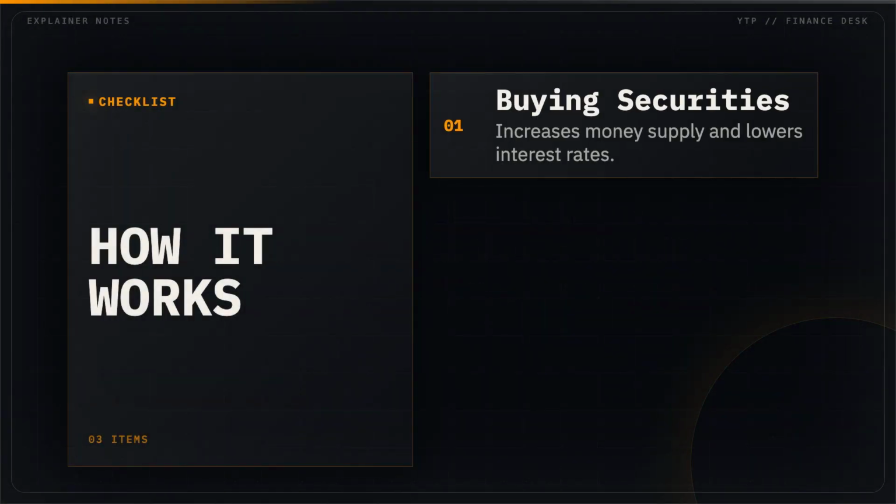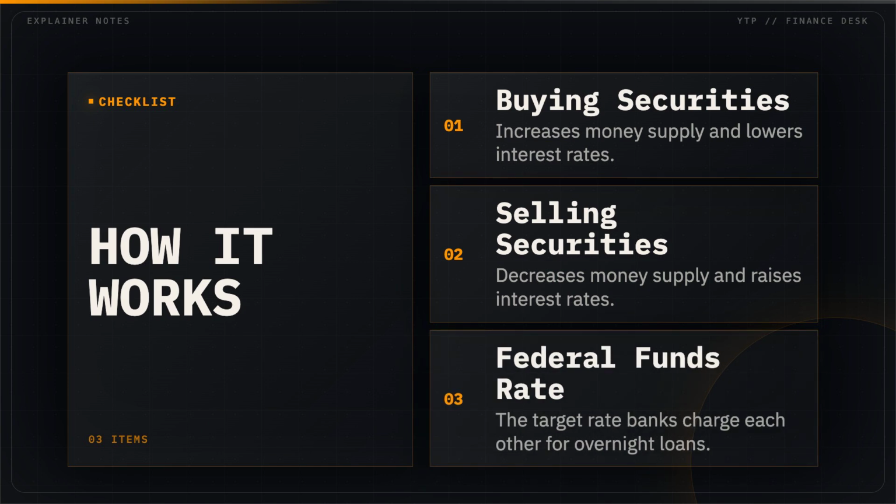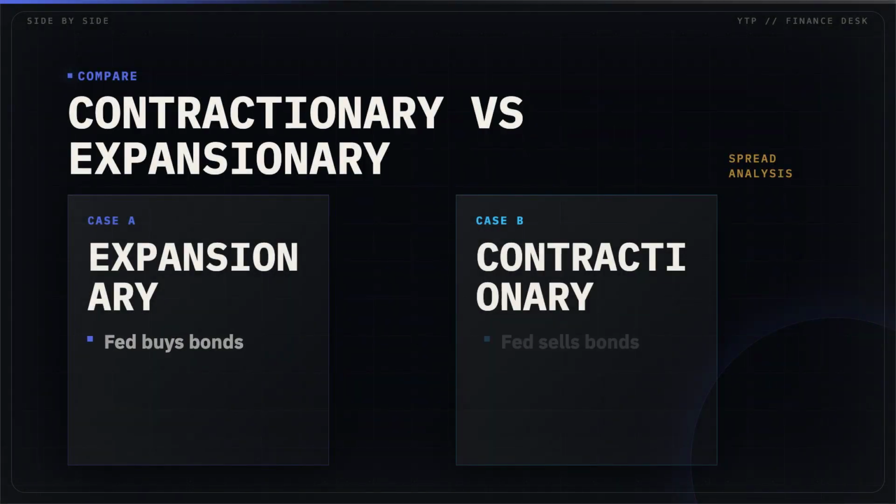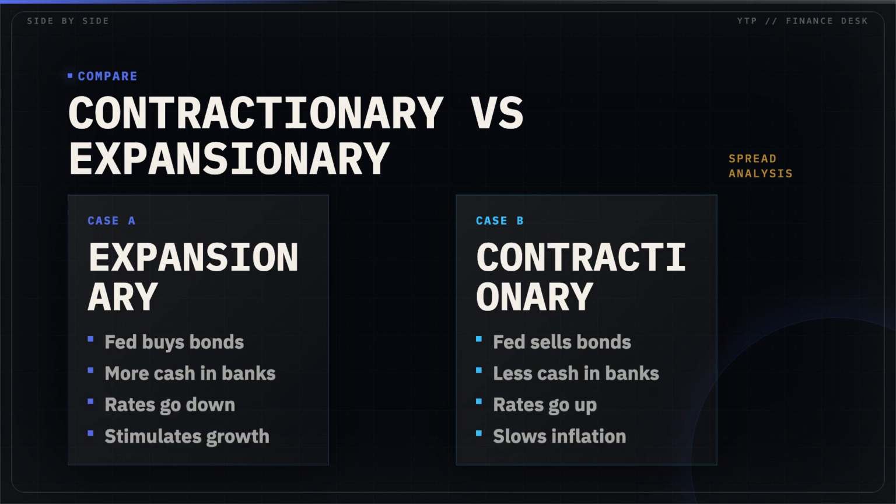By buying government bonds, the Fed adds cash to the system. By selling them, they pull cash out, nudging interest rates up or down. The Fed chooses between these two approaches depending on whether they want to stimulate the economy or fight inflation.